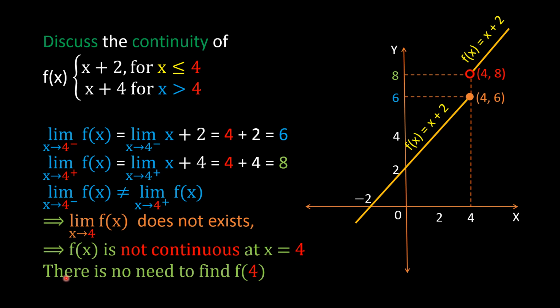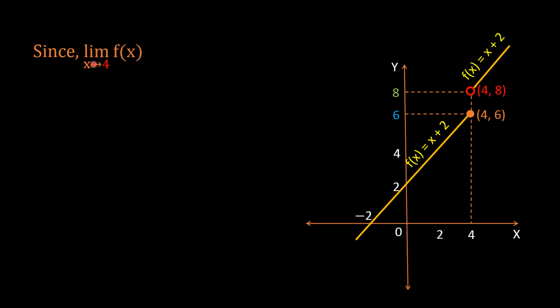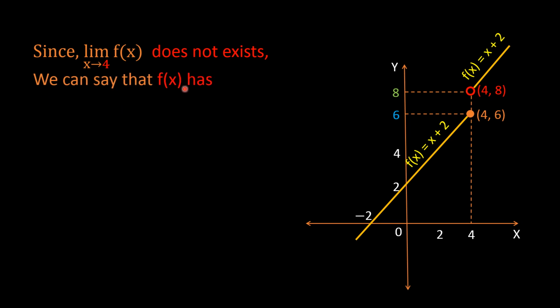In this case, there is no need to find f of 4. Since the limit of f x as x approaches 4 does not exist, we can say that f of x has an irremovable discontinuity at x equals 4, because here the left hand limit is 6 and the right hand limit is 8. They are not equal, therefore the limit does not exist.